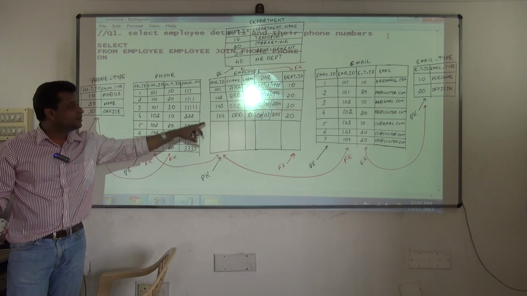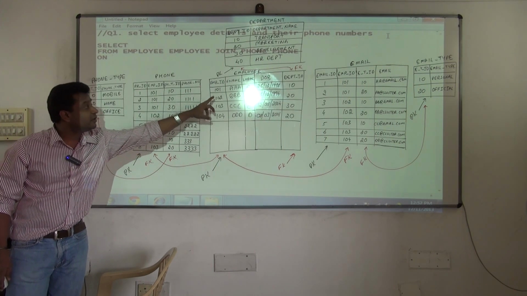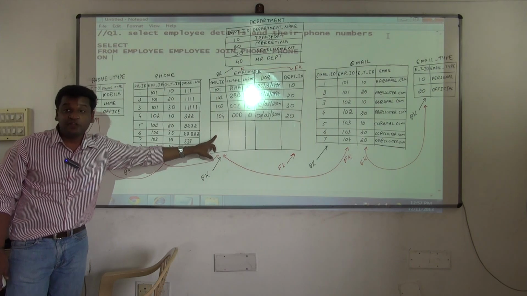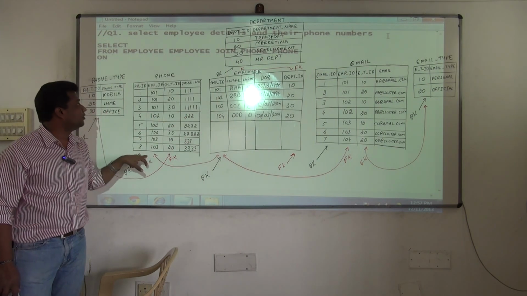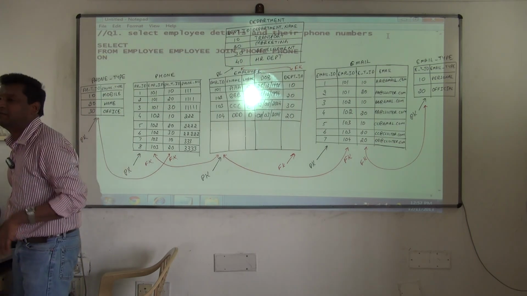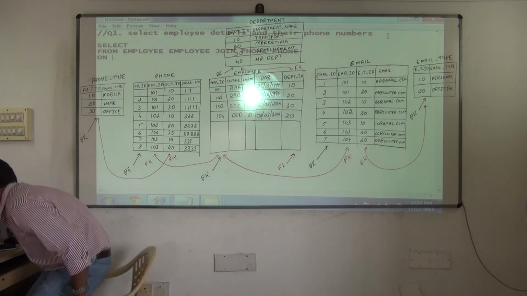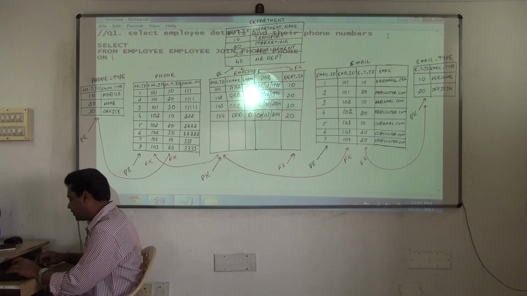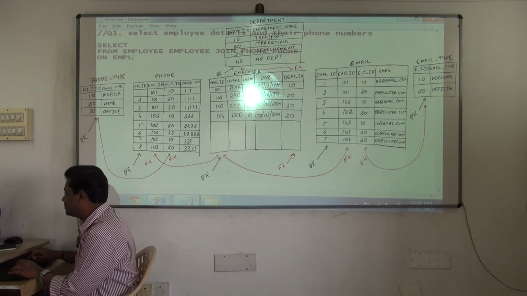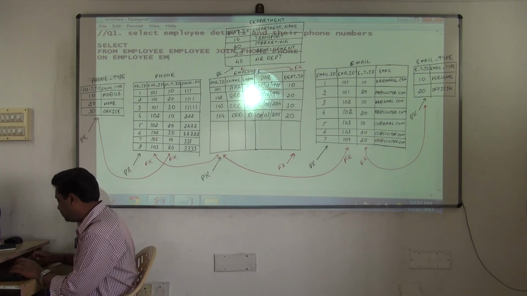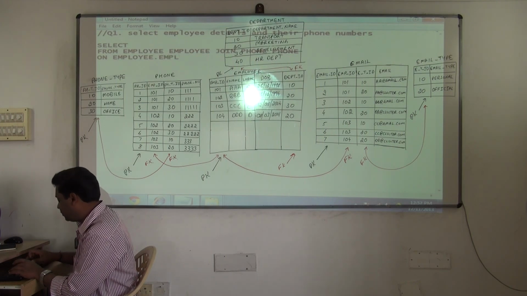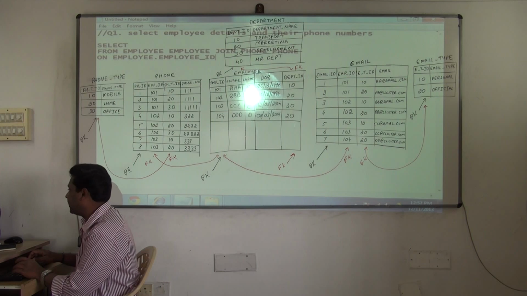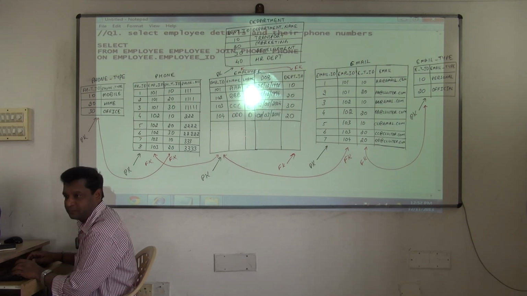But the problem is, first I'll do the join and show you. So I have to join the employee ID column of the employee table with the employee ID of the phone table. So the criteria for joining is the data type. I'll do the join. First I'll execute the query, then we'll discuss more on that. Employee, so master table, employee, on employee dot employee underscore ID. You have to give the joining condition.